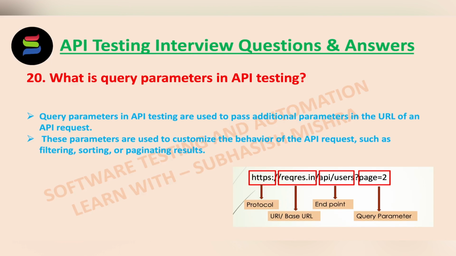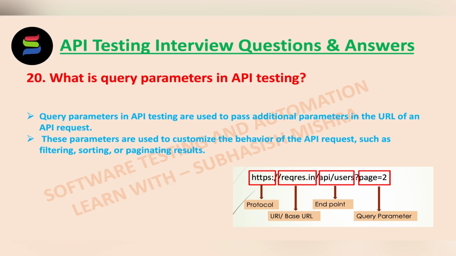So, query parameters in API testing are used to pass additional parameters in the URL of an API request. These parameters are used to customize the behavior of the API request, such as filtering, sorting or paginating results. Here you can see I have given one example, page equal to 2, this is the query parameter. Basically, this is helping in paginating the result.